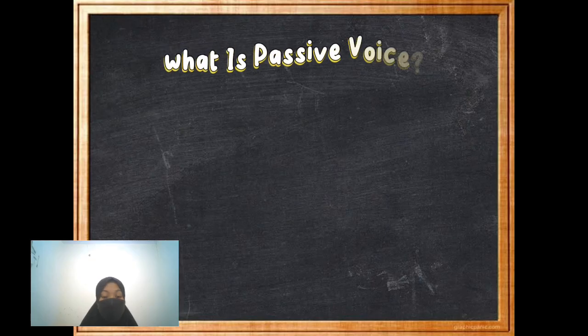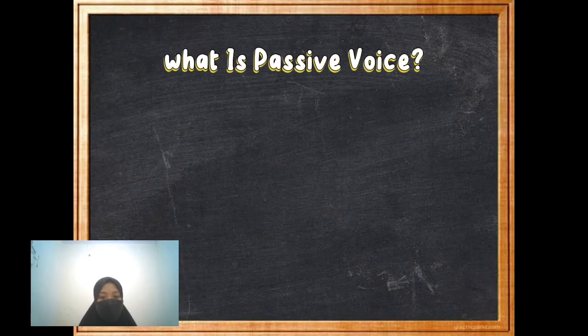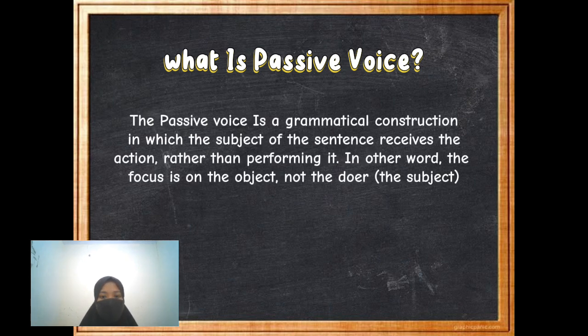Today I will explain what the passive voice is. The passive voice is a grammatical construction in which the subject of the sentence receives the action rather than performing it. In other words, the focus is on the object, not the doer, or the subject. Okay. Next, active voice.